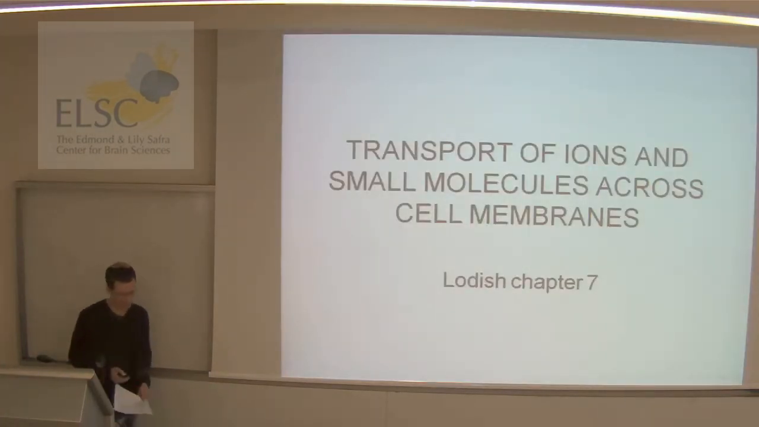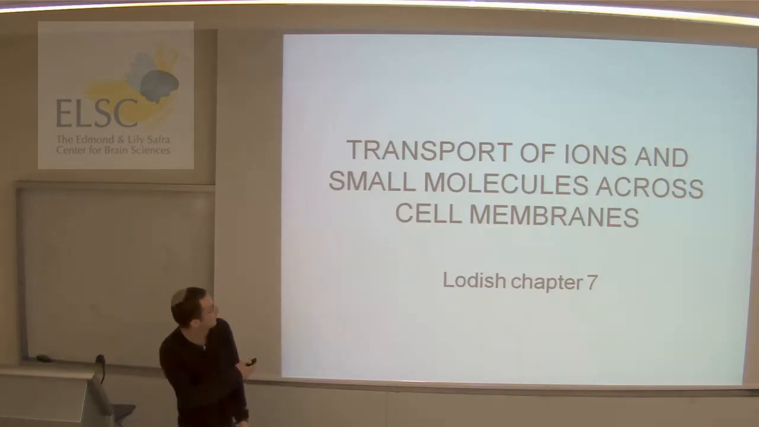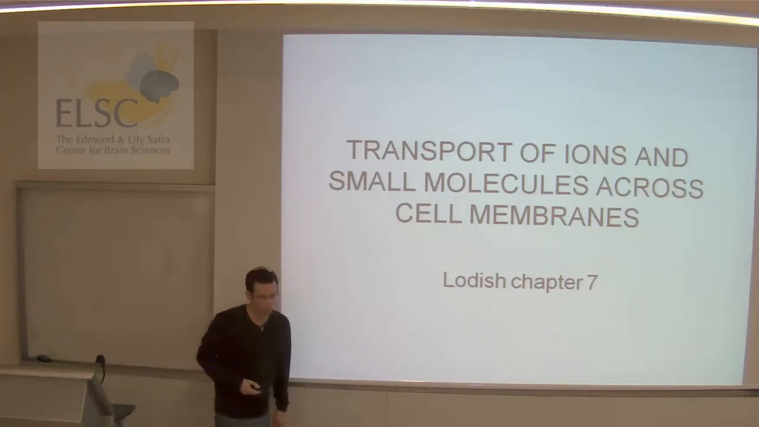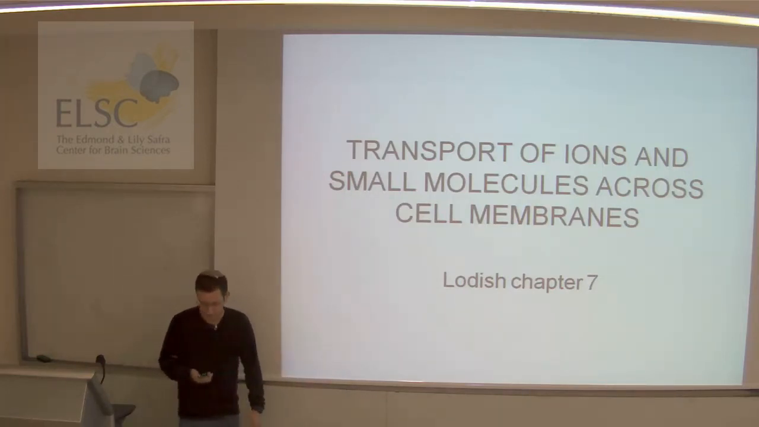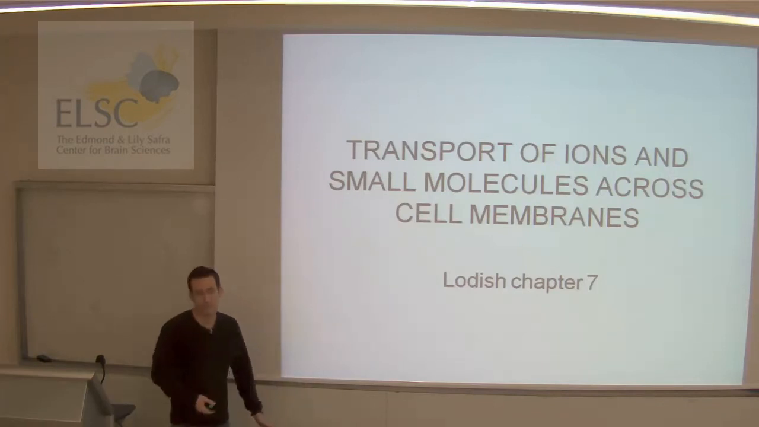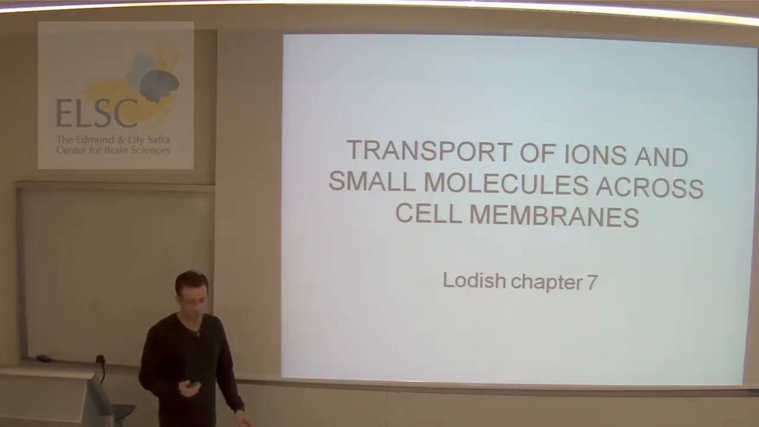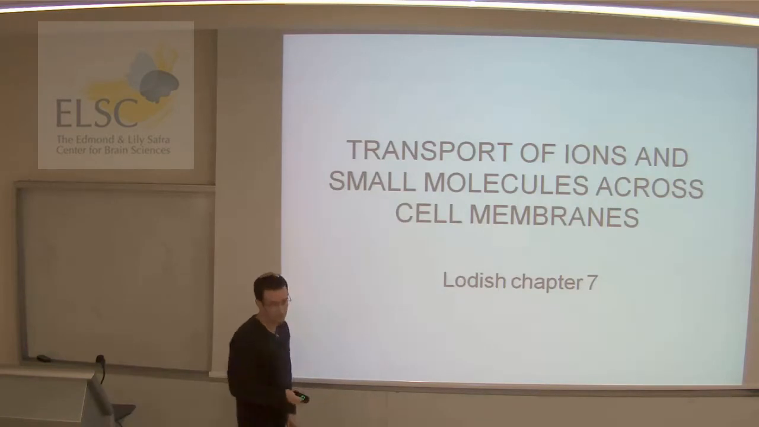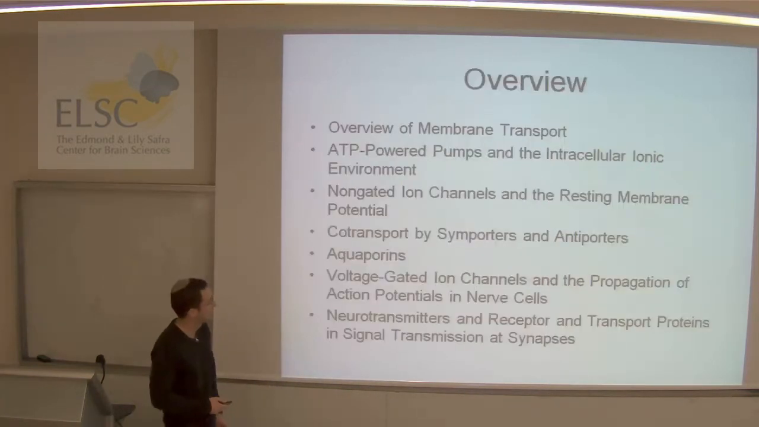Okay, so for our next chapter, transport of ions and small molecules across cell membranes, which is largely parallel to the 7th chapter in our textbook. We've discussed the structure and characteristics of biomembranes, and we will now see the different transport mechanisms that exist to transport molecules across these barriers that we've learned about.